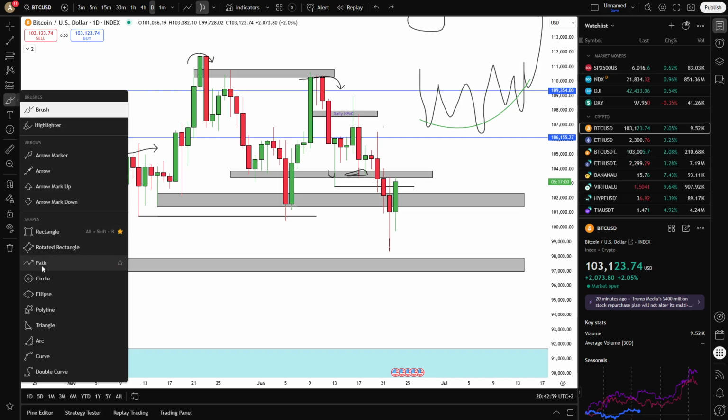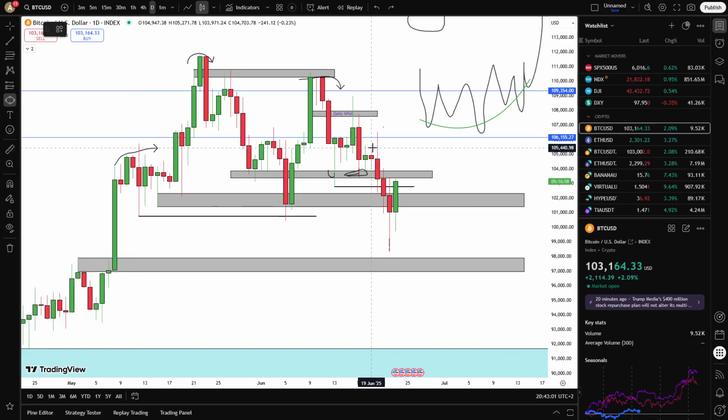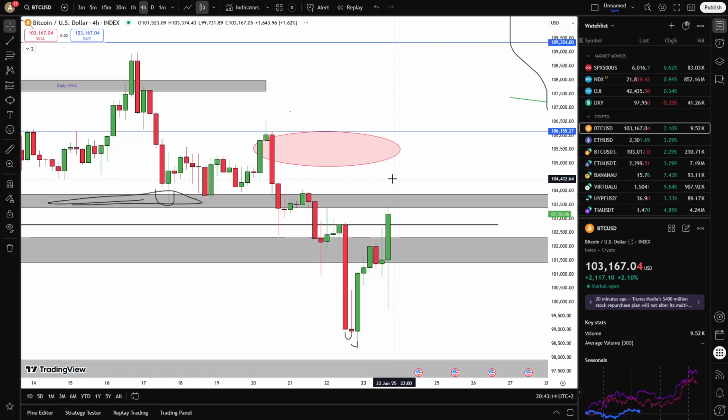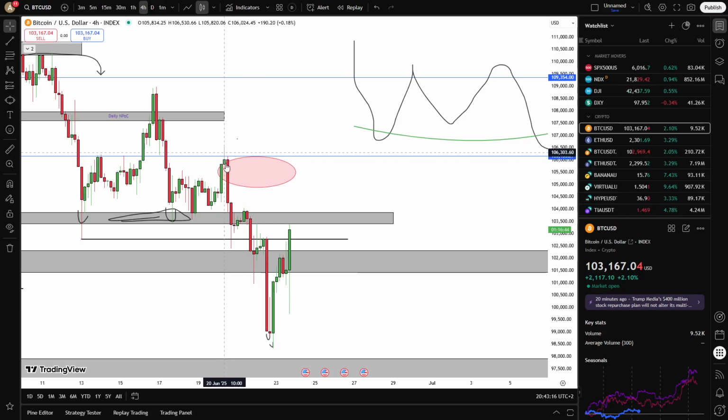Annoying little shitters. 1 second. Like right around here. I'll just do it with the ellipse to make it a little bit more clear. So I'm looking at this current level, if we break above this. So for now, of course, when you look at it on a 4 hour, what do you again see?